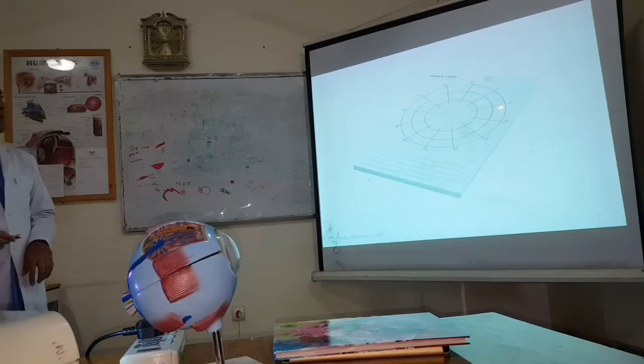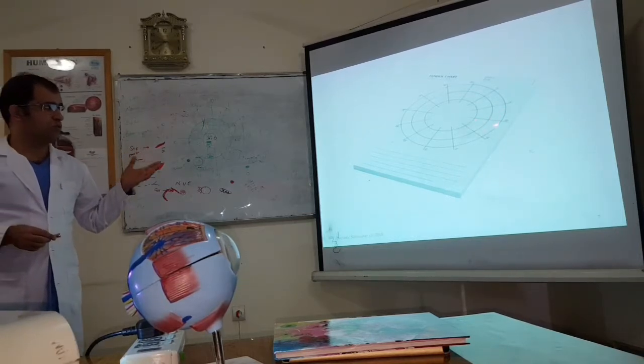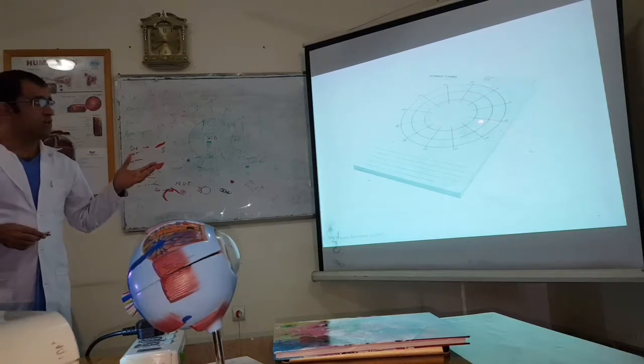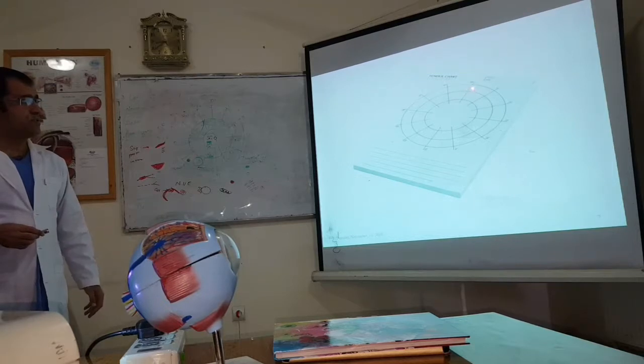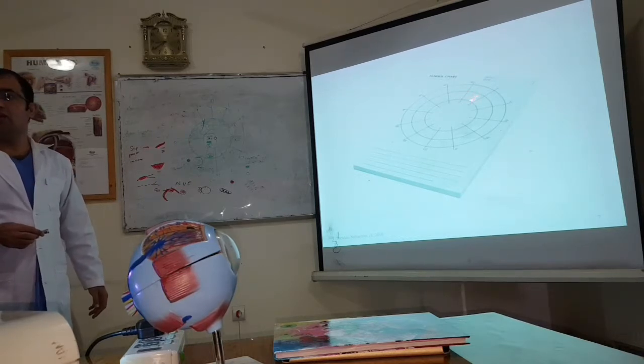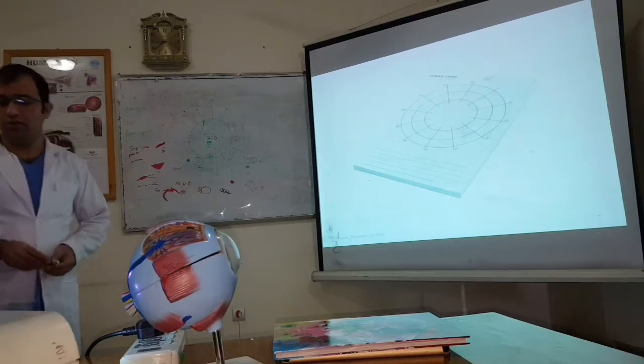So not only their location according to the ora serrata or equator is important, their clock hours are also important. For example, if a lesion is here, we will say the lesion is at 12 o'clock and it is between equator and ora serrata. So this is important. The clock hours are also important to be noted.